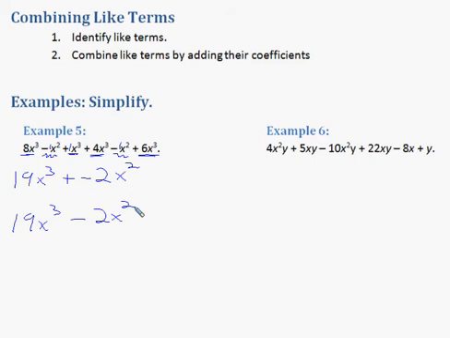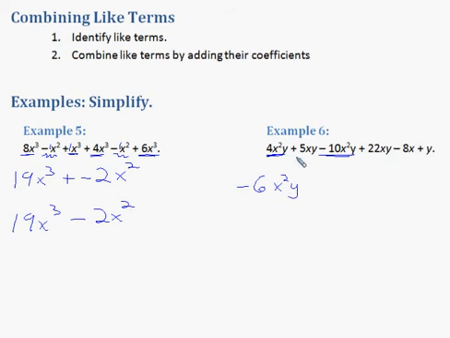Moving on to the next one, these have x's and y's, so make sure when we look at like terms they have the same variables, but the variables must have the same exponents. So here's a 4x squared y, so we're going to look for other x squared y's. The next one, the 5, does not have an x squared, so that's not like this negative 10, that's an x squared y. And looking across to the 22xy minus 8x plus y, none of those are like terms. So we can go ahead and combine these two like terms. 4x squared y minus 10. So 4 minus 10 is negative 6x squared y.